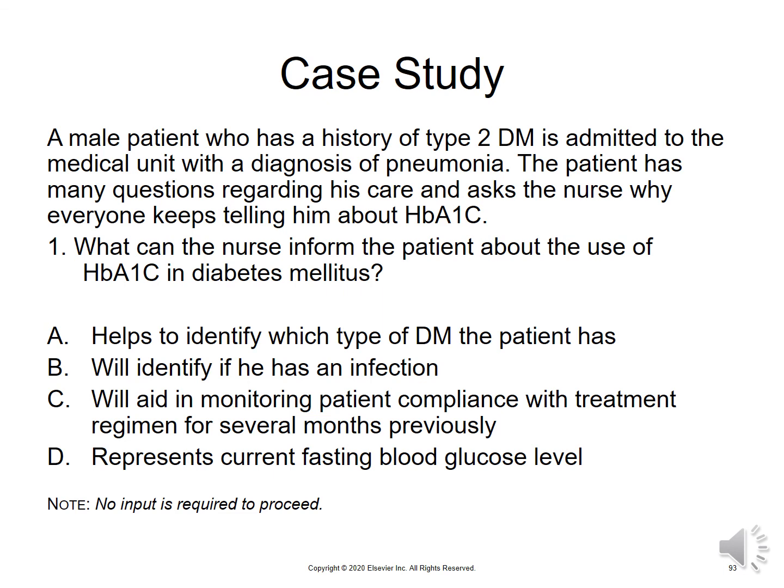So hemoglobin A1C is going to be C. It helps tell if they've been compliant because it tests several months previously.